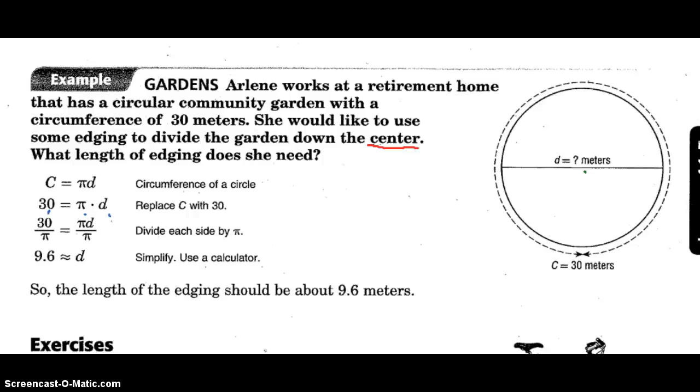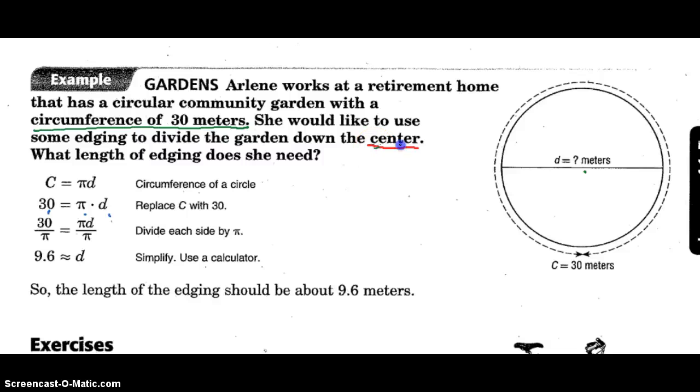So our first example here is talking about a garden. Arlene works at a retirement home that has a circular community garden with a circumference of 30 meters. So they've given us the circumference here. The circumference is 30 meters. She would like to use some edging to divide the garden down the center. What length of edging does she need?